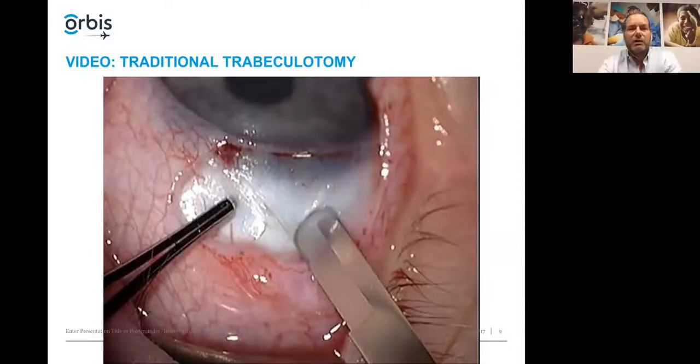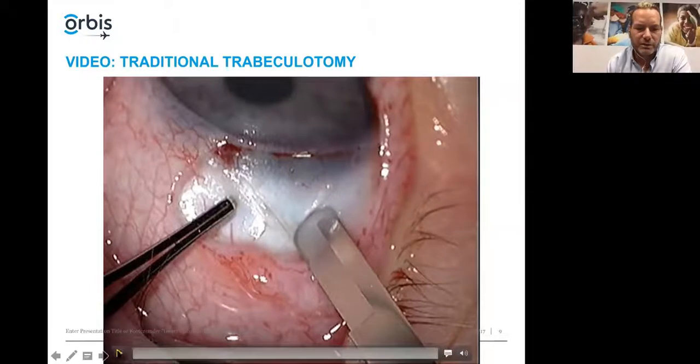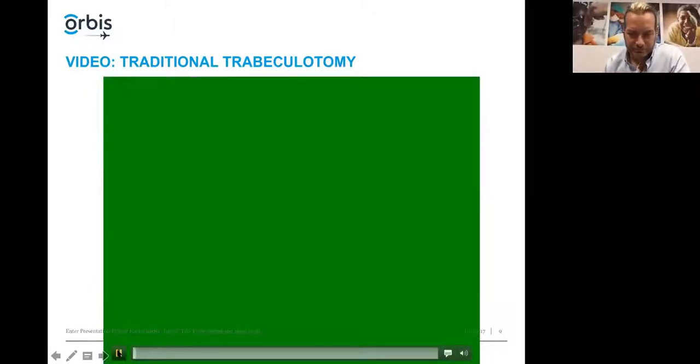So the hard part about trabeculotomy is finding Schlemm's canal. So I wanted to go through this step by step, and this is a stop motion video that we'll go through describing the steps. Now I'll go ahead and start the slideshow here.